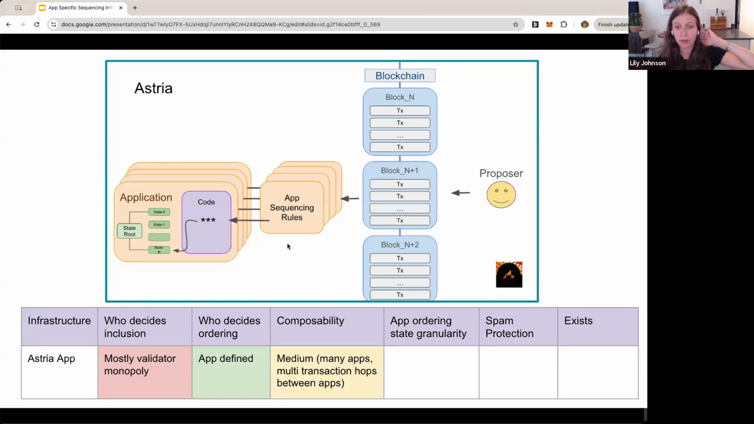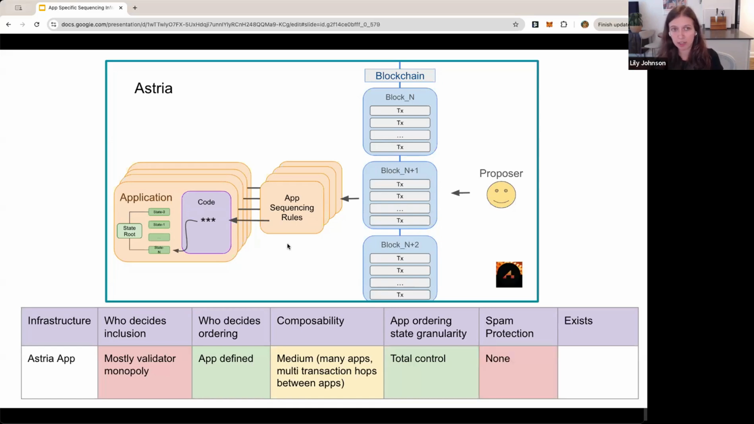And in terms of composability, this is higher than the app chain because all the applications, if you want to move liquidity between them, you don't have to do a bridge. It's not as high as Ethereum because most likely it's going to take multiple transactions to do so. In terms of app ordering, yeah, they're able to fully control their sequencing, which is great.